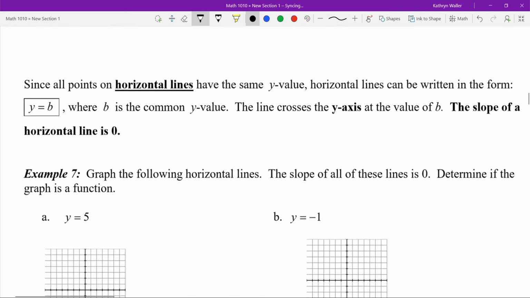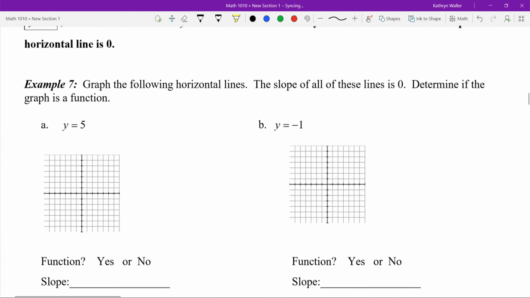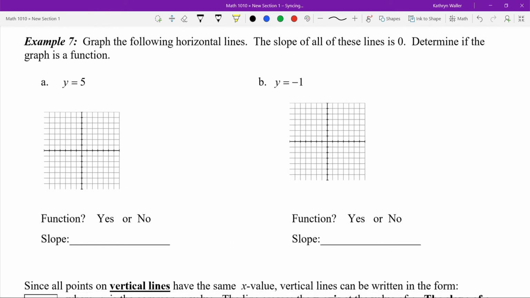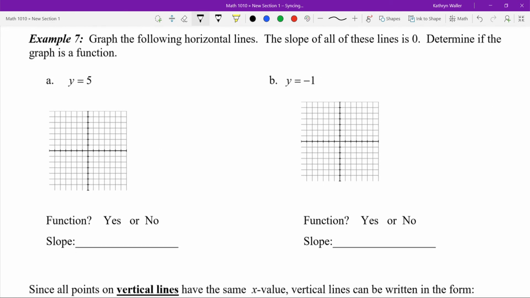Okay, question 7. Okay, these ones are quick too. Graph the following horizontal lines. The slope of all these lines is 0. Determine if the graph is a function. Everybody listen. Horizontal. You guys all know that horizontal is this, right? Look right here. Let me just kind of show you how you reason through this.